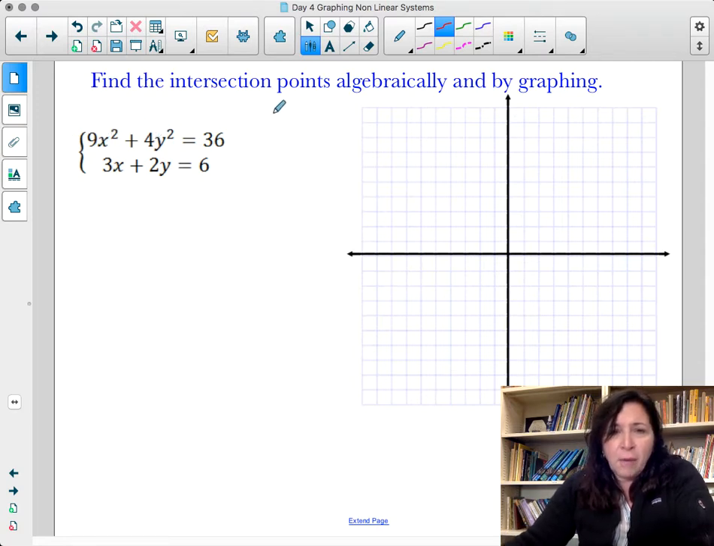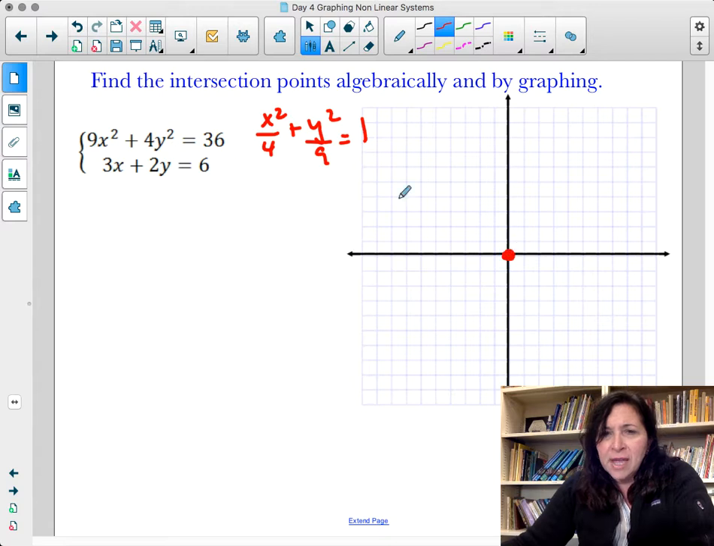So in that problem, I'm going to divide through by 36. And in doing that, I'm going to get x squared over 4 plus y squared over 9 is equal to 1. So that's an ellipse. My center is at 0, 0. In the x direction, I'm going to go the square root of 4, which is 2. In the y direction, I'm going to go the square root of 9, which is 3.